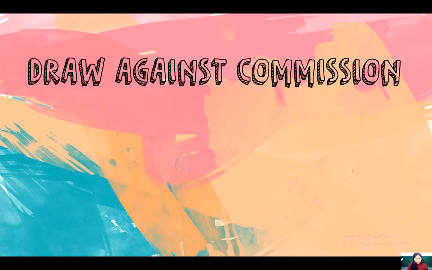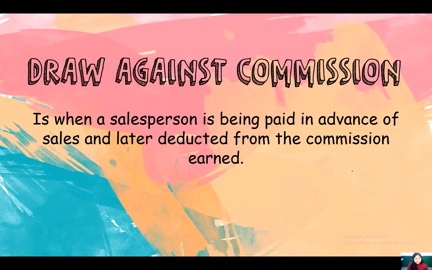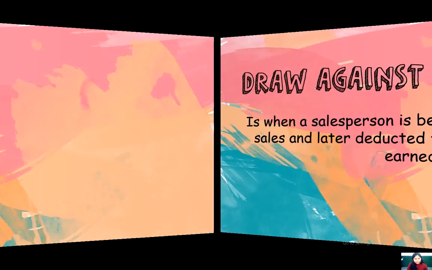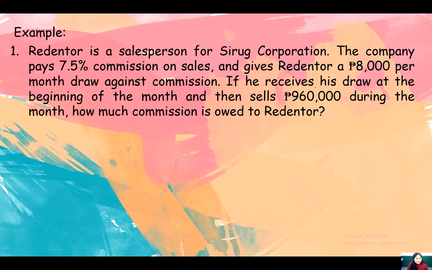So next, let's proceed to draw against commission. So what is this? It is when a salesperson is being paid in advance sales and later deducted from the commission earned. Pag sinabi nating draw against commission, nauuna na siyang bayaran. Okay po? Let's have example number 1. Renditor is a salesperson for Sirug Corporation. The company pays 7.5% commission on sales and gives Renditor an 8,000 per month draw against commission. So if he receives his draw at the beginning of the month and then sells 960,000 during the month, how much commission is owed to Renditor?